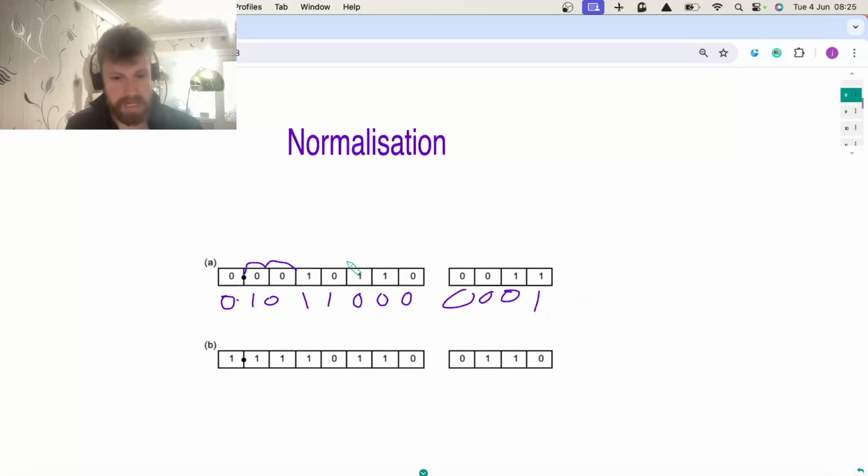So move the decimal point. Then once you've moved it that number of times, what you then do is subtract it from the exponent. For this one, we have to look for 1 0. So the first time we've got 1 0 is there. So again, same principle. 1, 2, 3.